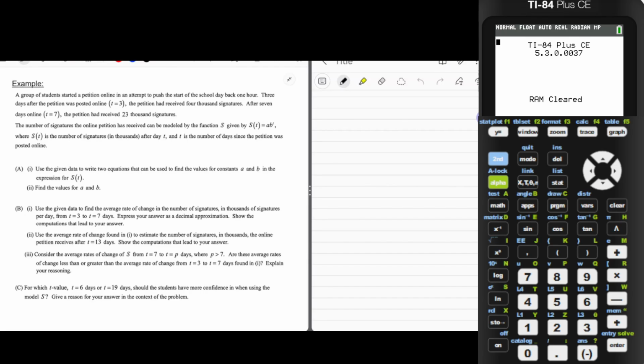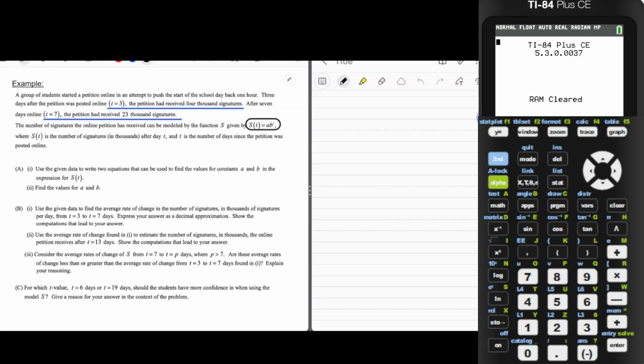All right, so the first one is a petition online to attempt to push the start of the school day back 1 hour. Okay, they're going to give us 2 data points. T equals 3, 4,000 signatures. And at T equals 7, 23,000 signatures. Okay, so that's going to be telling me S of T is the number of signatures, and it's an exponential model, A times B to the T.